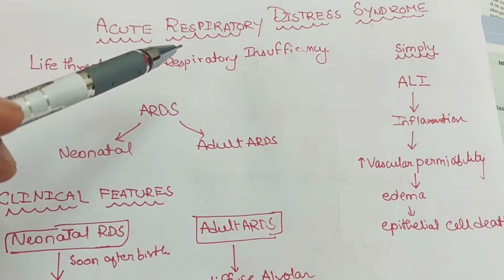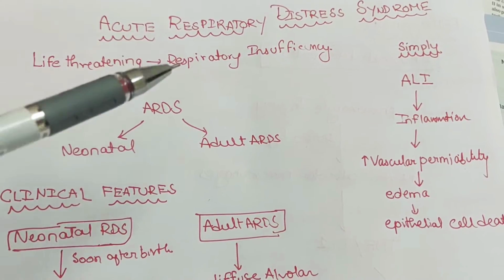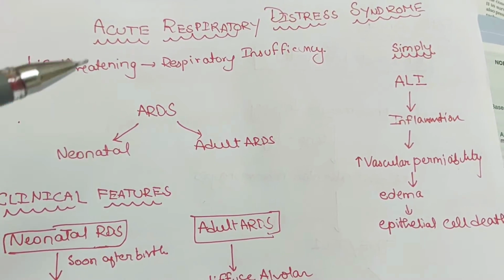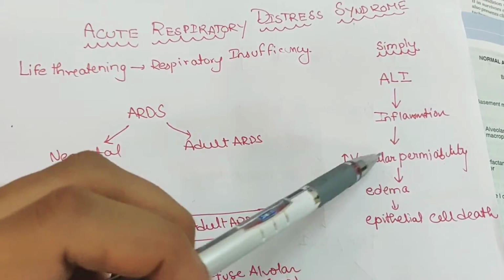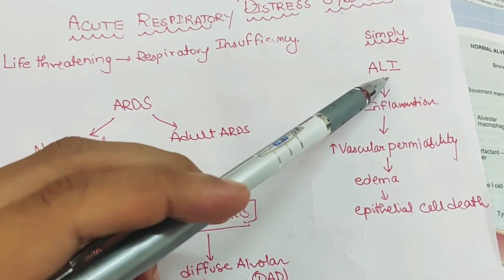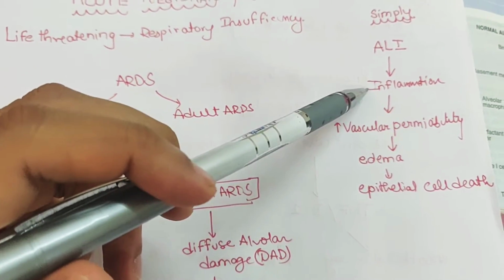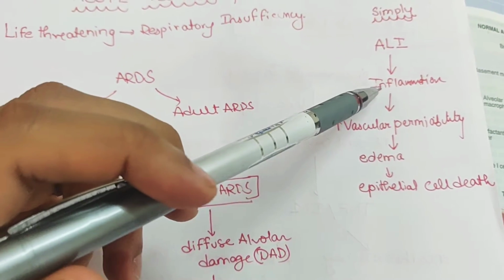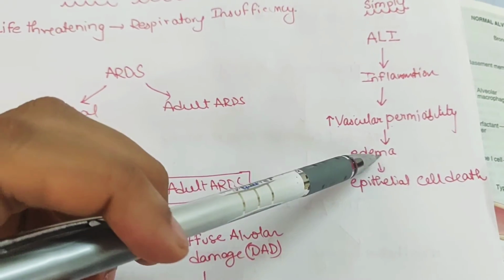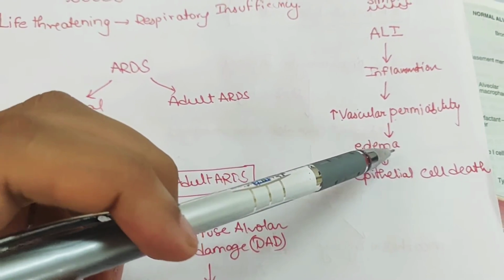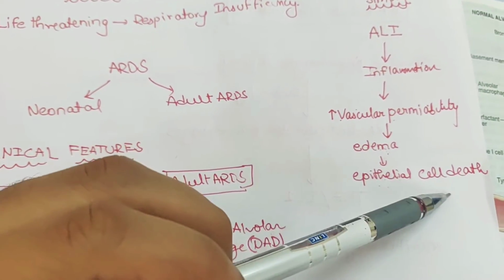We'll discuss acute respiratory distress syndrome, which is a life-threatening syndrome due to respiratory insufficiency. To simply see about it, it is due to acute lung injury, which causes inflammation of the endothelium and also causes alveolar epithelial cell damage, which increases the vascular permeability. So it causes edema formation in the alveolar space, and it causes epithelial cell death.